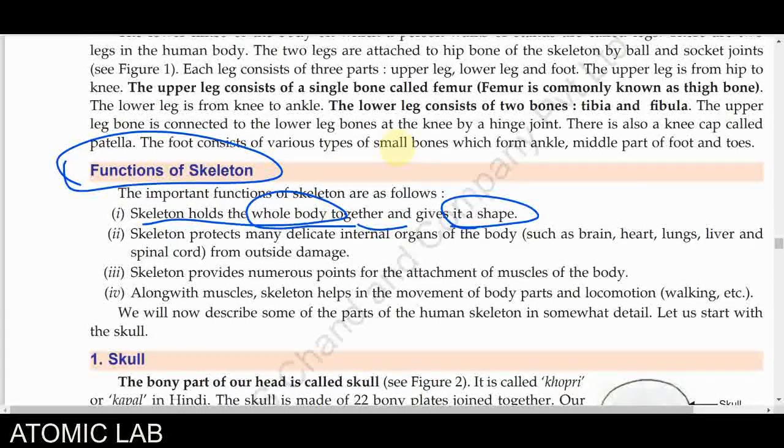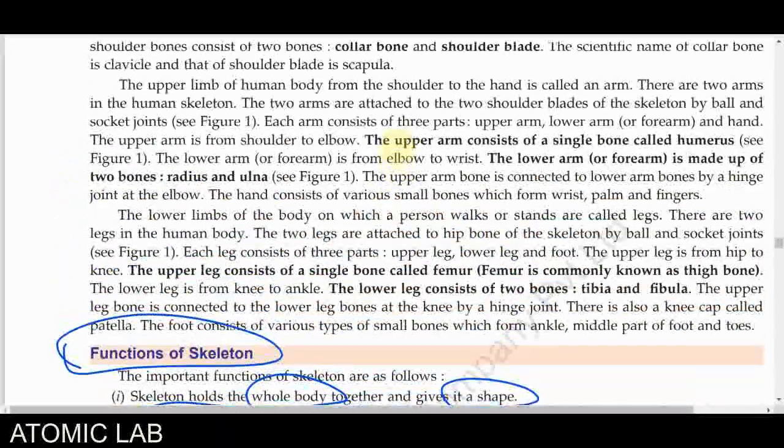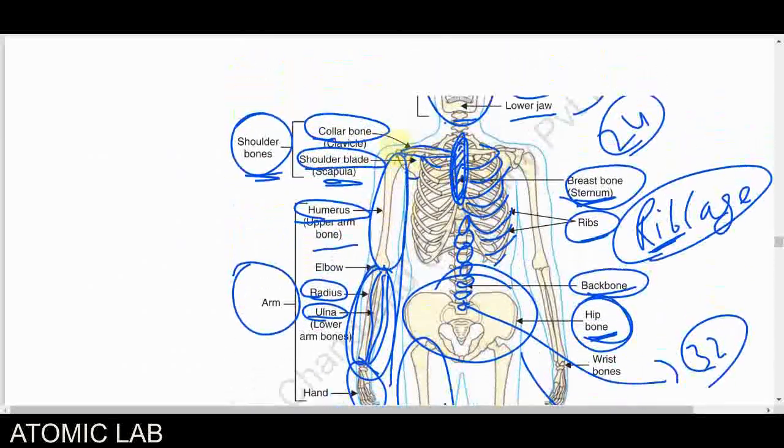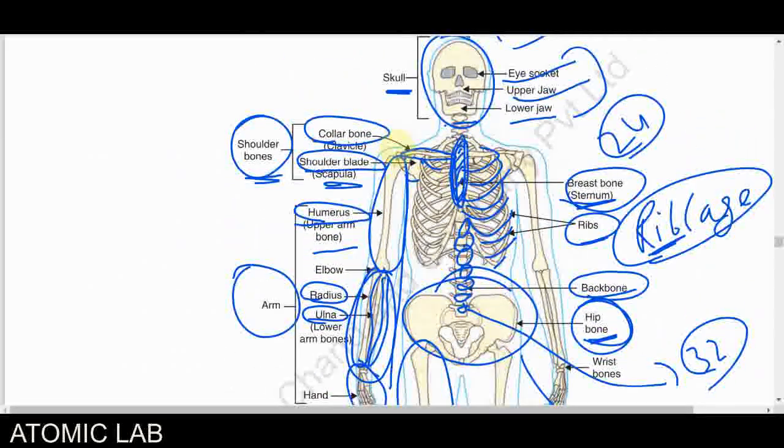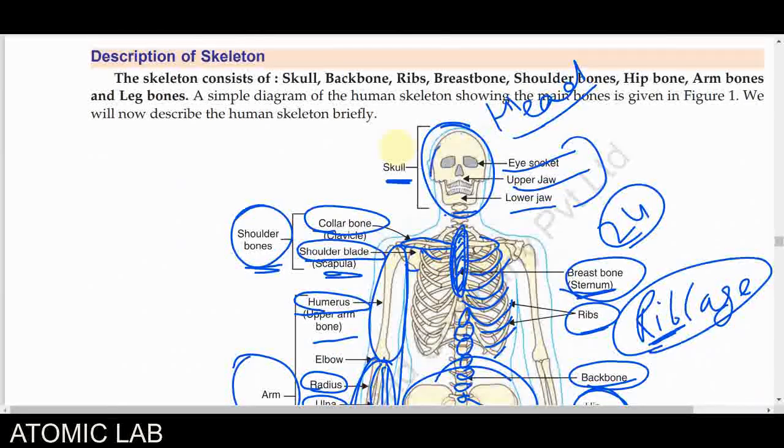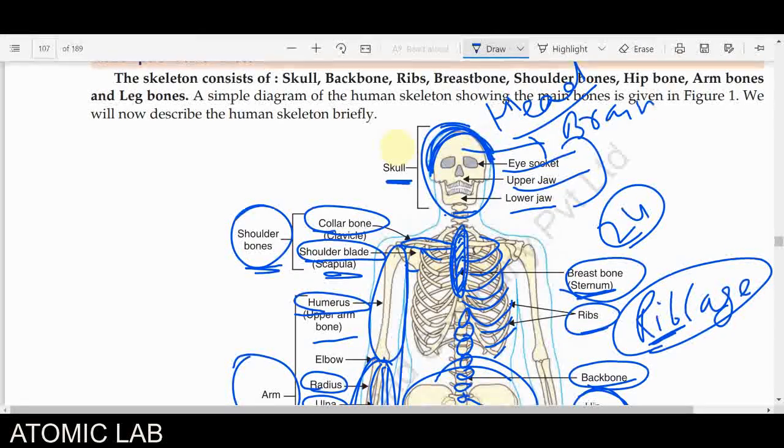So bone will give the shape to our body, and the skeleton protects many delicate internal organs of the body like the brain, heart, lungs, liver and spinal cord from outside damage. If you see this bony structure, definitely it will protect our internal organs. Our skull is made by bones, and this bone will protect our brain. The brain is present inside this skull.